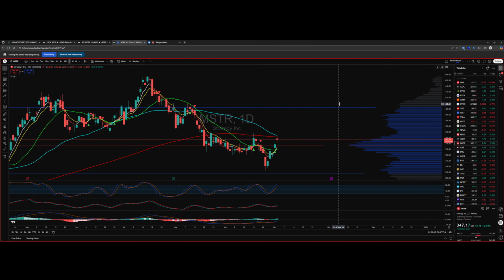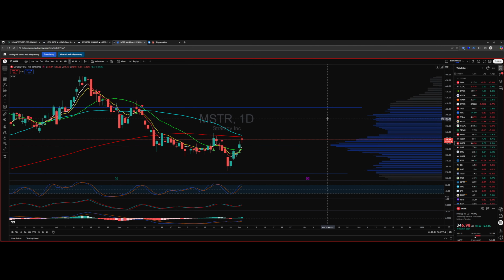Up, down, and sideways. Those are our three choices. Is this the first test of the 50 since it was broken up here? Yes. Not necessarily the first of the 200, however, but it is the first of the 50. And of course, you're revisiting the 200, which is still resistance. And you're printing a doji today.